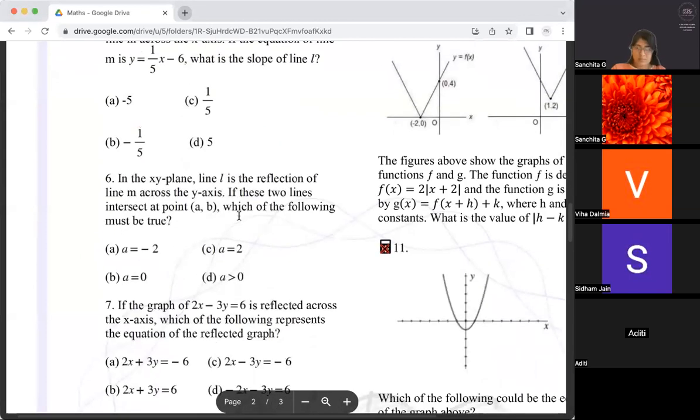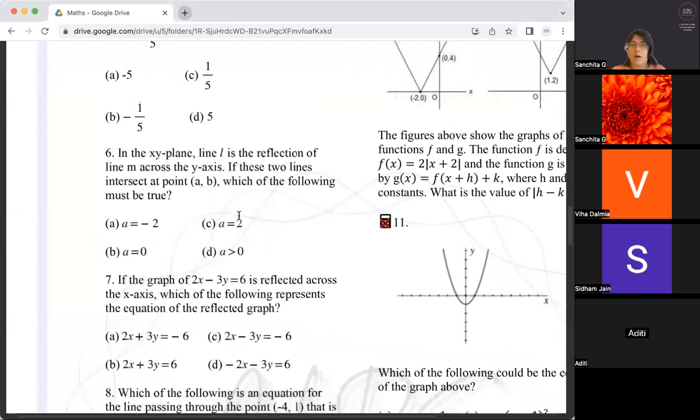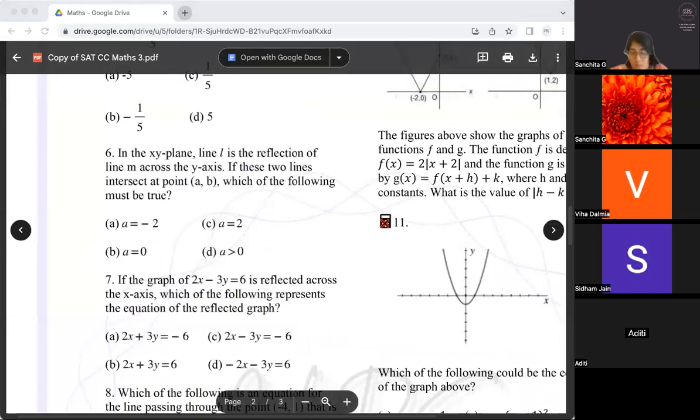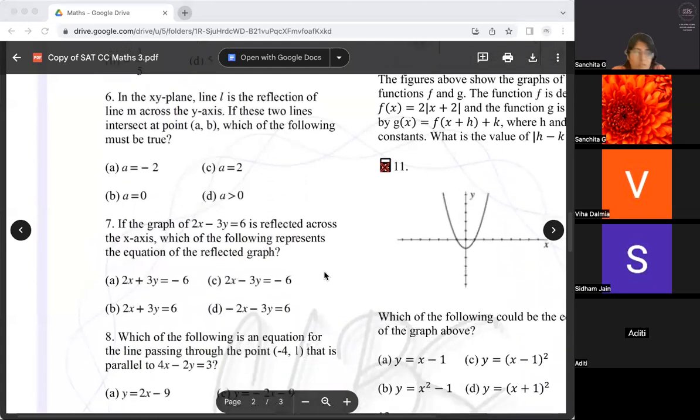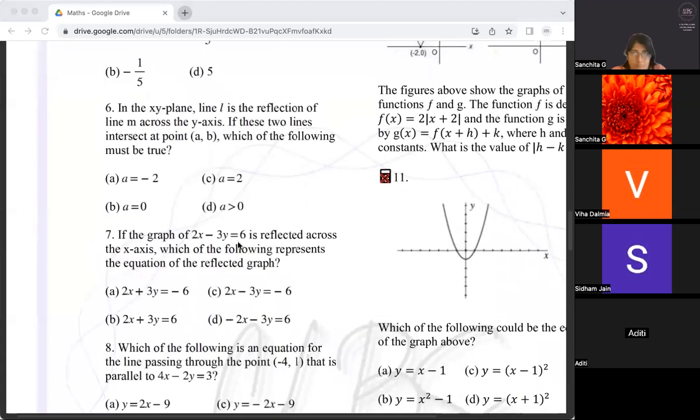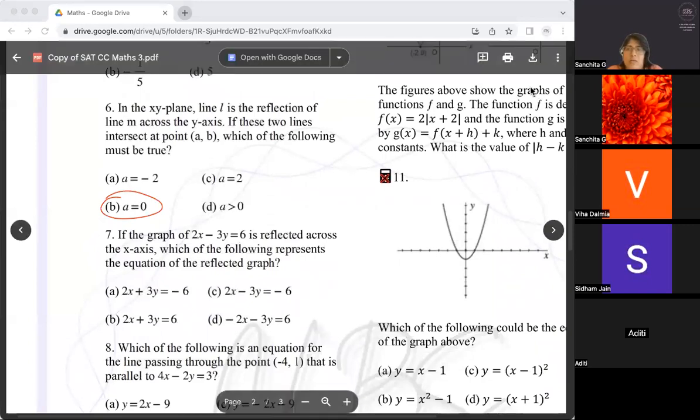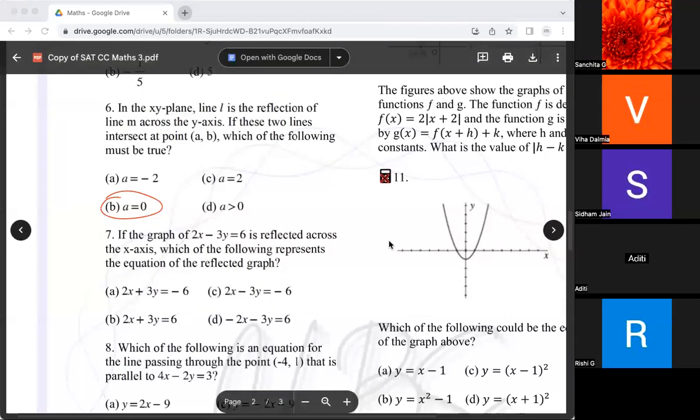It's a sincere request. Question 6. Bia, how did you solve it, or what option did you get? I got B. Okay. Siddha? Ma'am, I got A. Siddha, what about you? A. All right, interesting. Aditi, tell me. B. Okay, we have a tie.